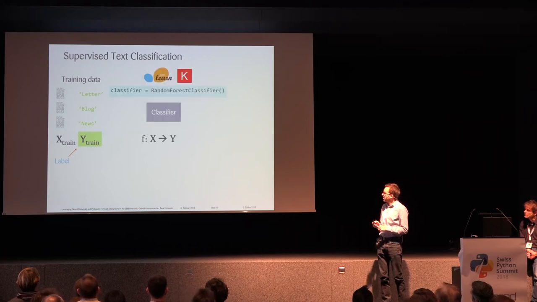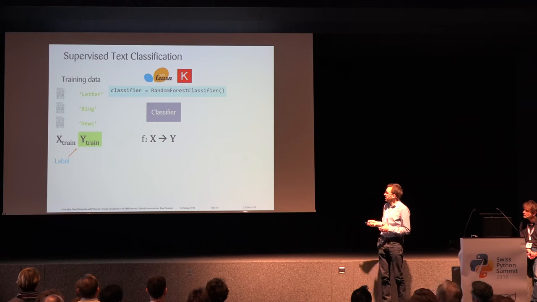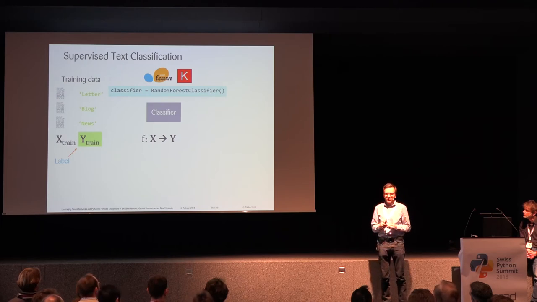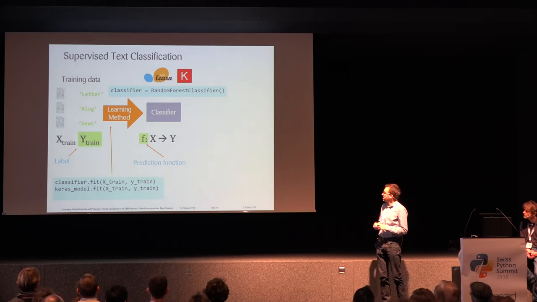Okay, so we can take this training data, and the goal is now, using this training data, to find a function f that does this automatically. So this represents the intern, and it goes from documents to categories. And for instance, with scikit-learn, you could use a random forest classifier. It's just one kind of supervised classification method, and you use this to do the prediction for you. You can then fit this random forest classifier on the training data.